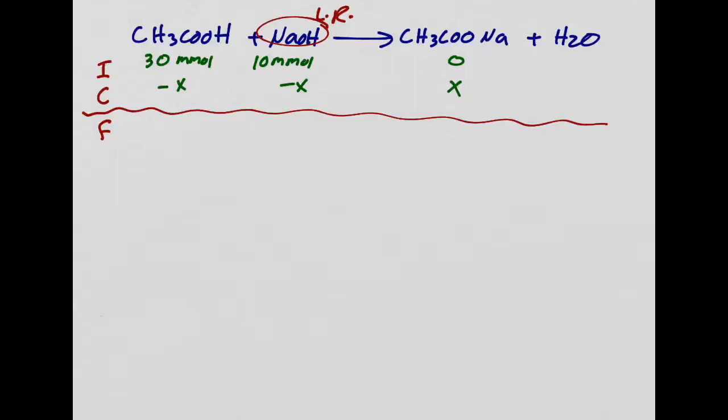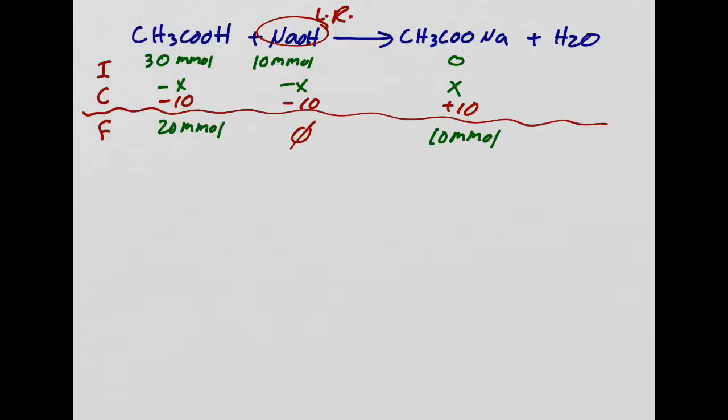If that's my limiting reagent, then my X is what? Then my X is 10. So minus 10, and plus 10. Because my limiting reagent is sodium hydroxide, I'm going to have none of the sodium hydroxide left. I had 30 millimoles, and now I'm going to have 20 millimoles of acetic acid left. And here, I'm going to form 10 millimoles of acetate.